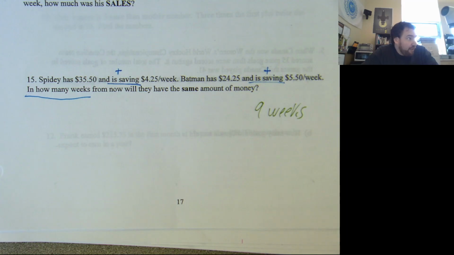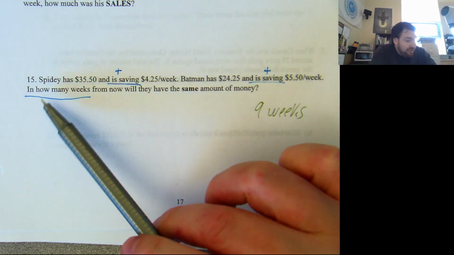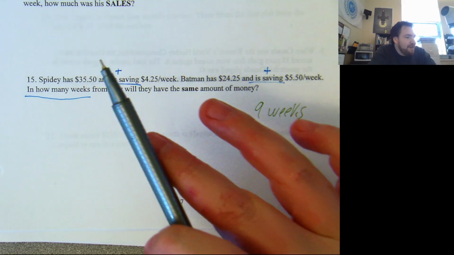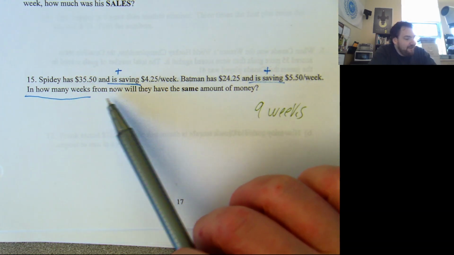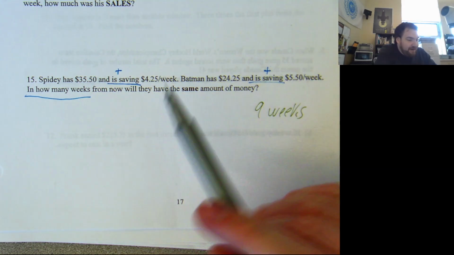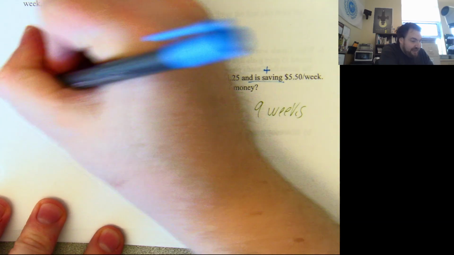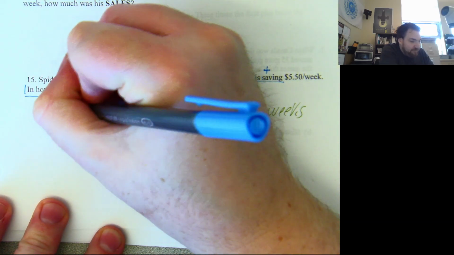How much time? That's what we're looking for, right? Yes, a week is 7 days, but it says in how many weeks from now will they have the same amount of money? In how many weeks? That's the unknown we're trying to solve for.